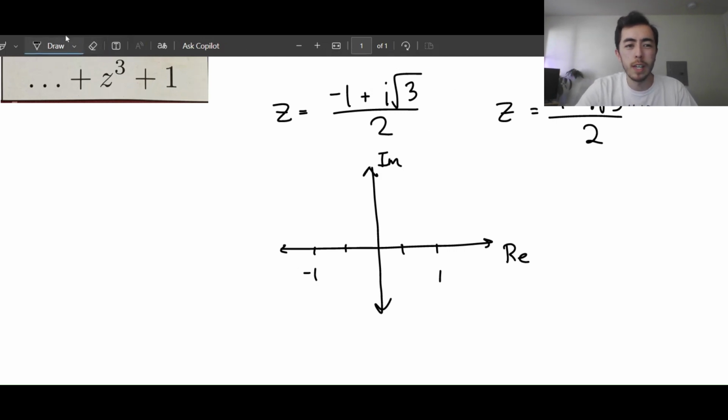That's around 0.7-ish, so essentially a little bit more than 1/2. When I draw my tick marks here, I'm just going to make sure that my point is a little bit higher than 1/2 in the imaginary direction. And the other complex number should go negative 1/2 backwards and then down here. There we go. So here are where my complex numbers are on the complex plane.